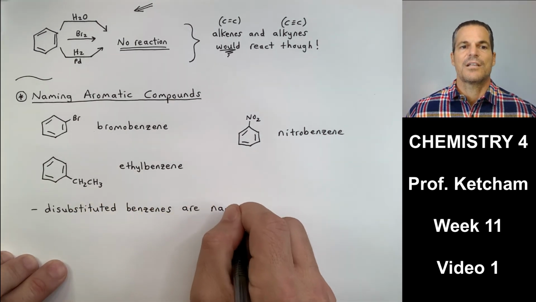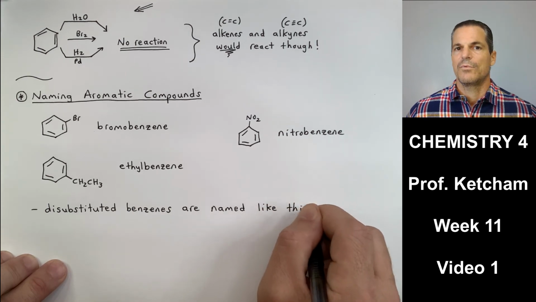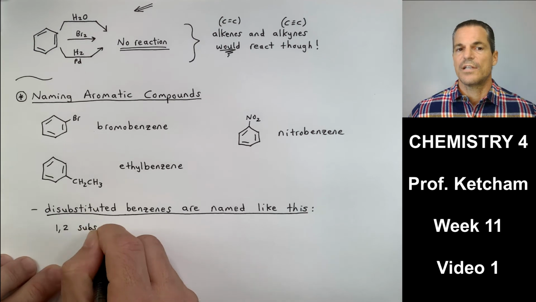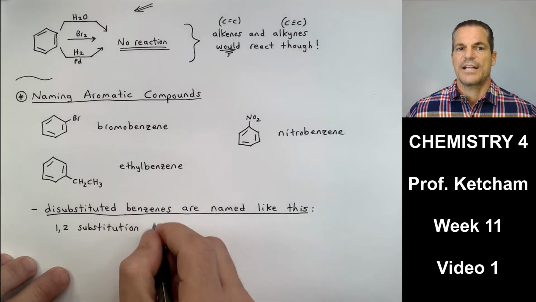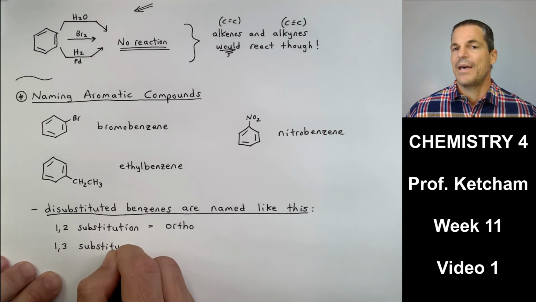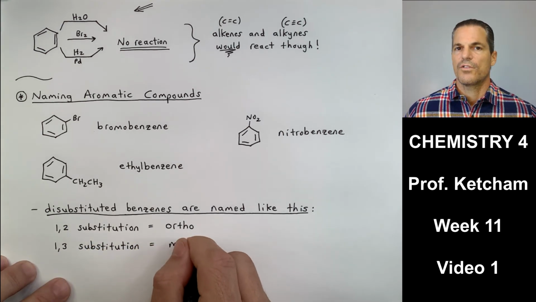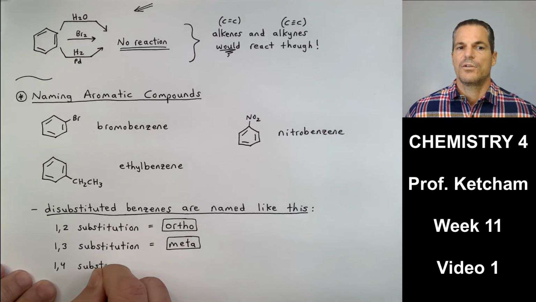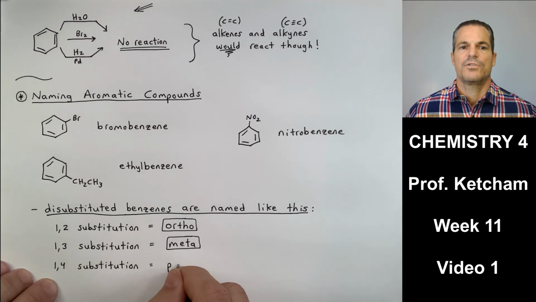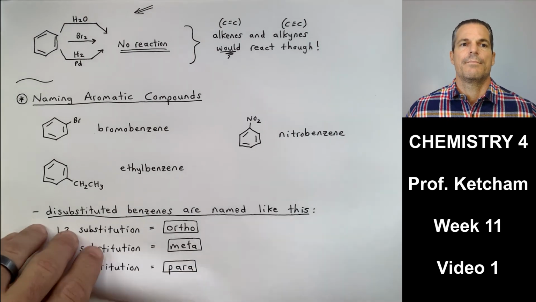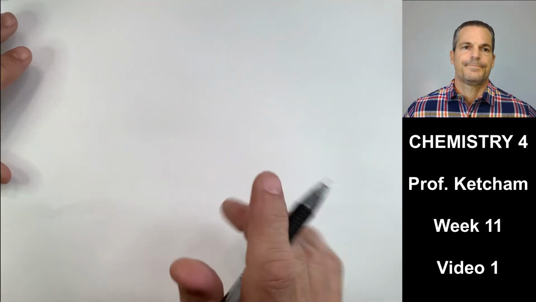Disubstituted benzenes are when you have a benzene ring with two things attached. We can do a 1,2 substitution where they're attached right next door to each other. So 1,2 is called ortho. 1,3 is called meta. And a 1,4 disubstitution is called para. So you'll see these in your naming. You need to be aware of them. All right, let's do an example.